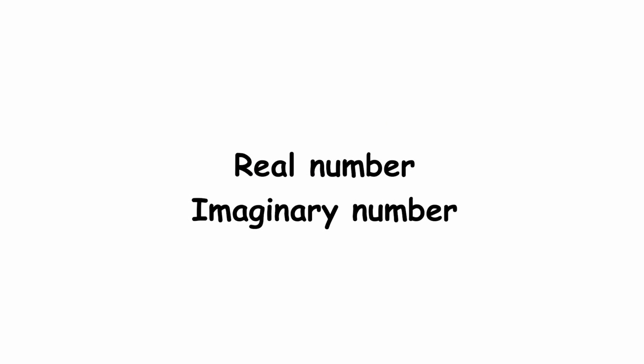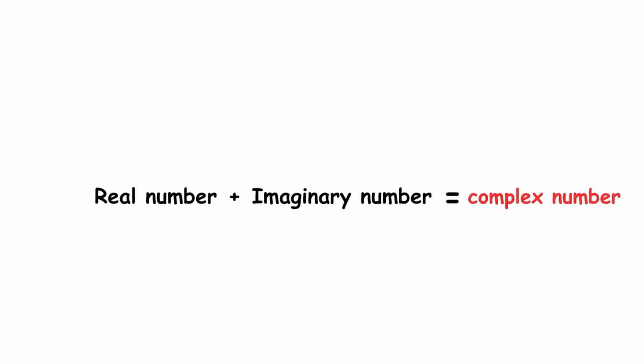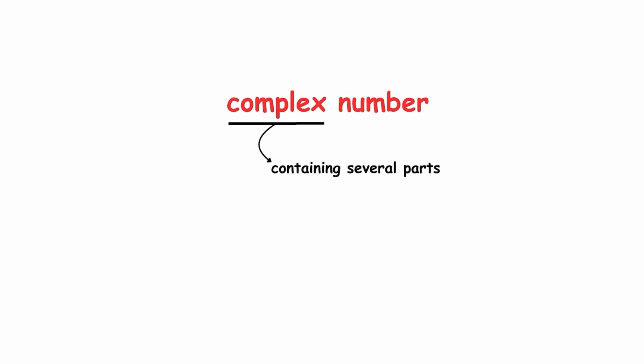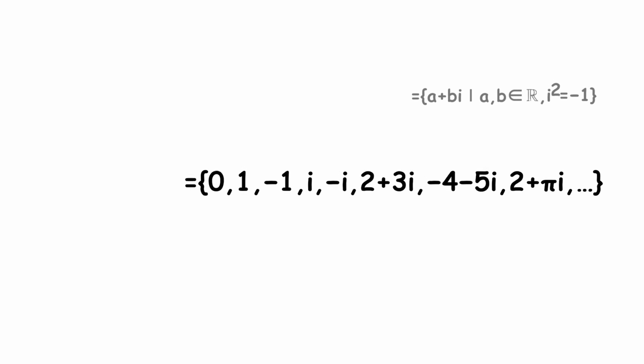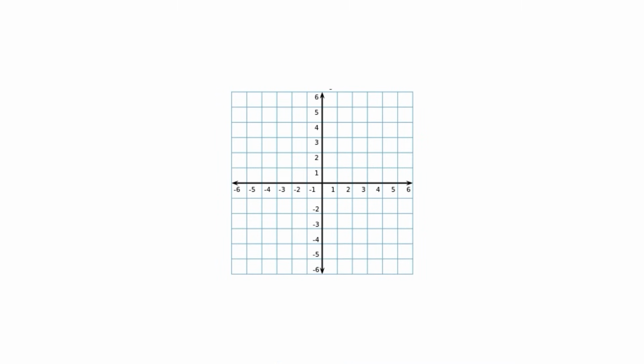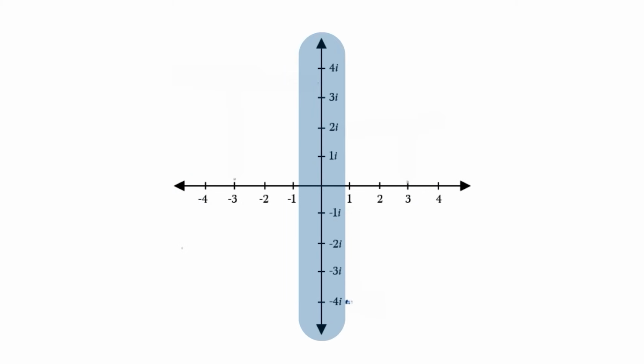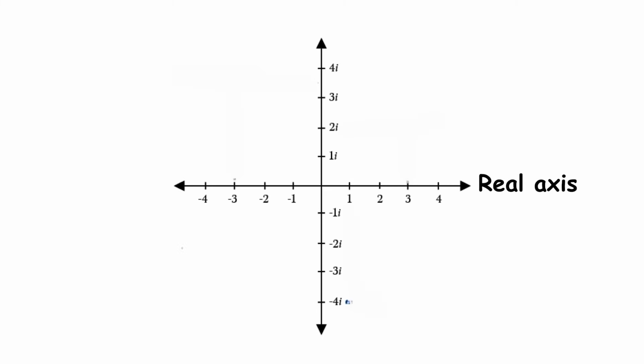If you add a real number and an imaginary number, what you get is called a complex number. Here, complex is in the sense of containing several parts, a real part and an imaginary part. The set of complex numbers is denoted C. This can be visualized using a plane in Cartesian coordinates, ironically also named after Descartes, with a horizontal coordinate and a vertical coordinate. In particular, the horizontal axis is the real line, whereas the vertical axis is the imaginary line.